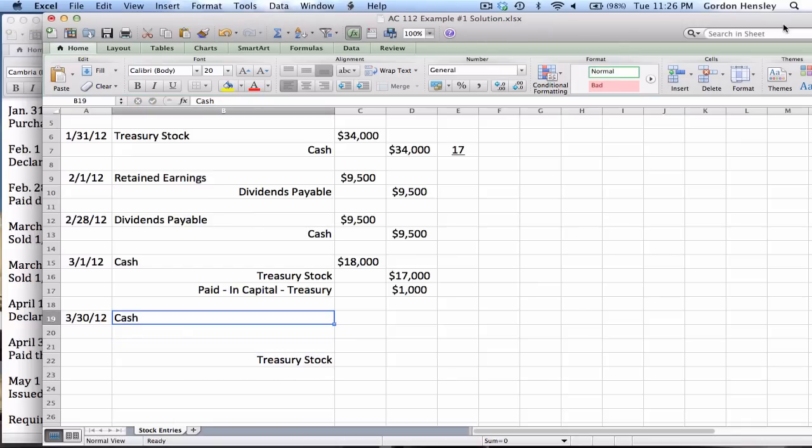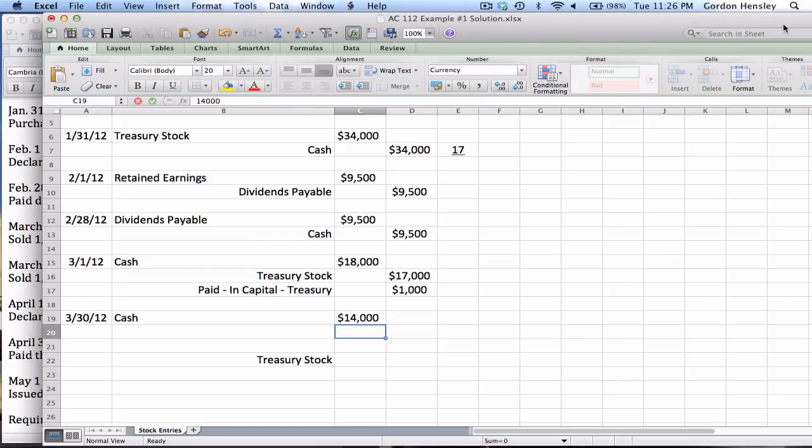So this time I'm selling the treasury stock, 1,000 shares. It said I'm selling it for 14,000. So I can debit cash for 14,000, but for that other 1,000 shares, remember my note up here of 17, I had paid $17 a share for that. So that's $17,000 in my treasury stock.